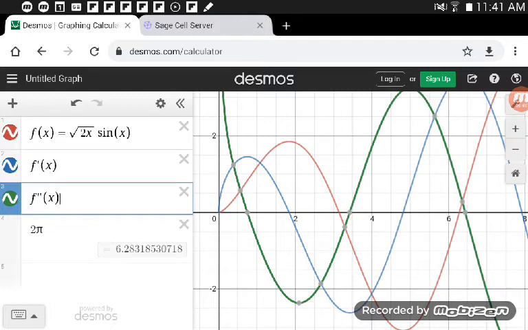So we can look at those second derivatives. There are the graphs, and I can do that pretty easily and quickly with Desmos. Now, what are the actual derivatives?